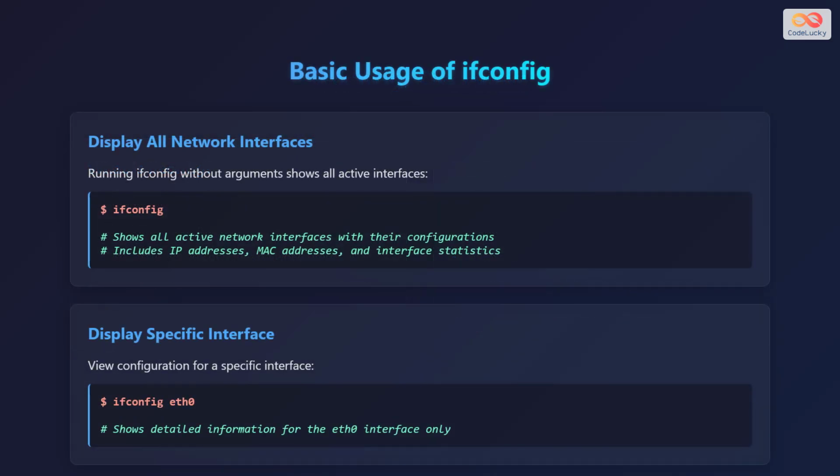Let's explore some basic usage of ifconfig. To display all network interfaces, simply run ifconfig without any arguments. This will show all active network interfaces along with their configurations, including IP addresses, MAC addresses, and interface statistics. To display information for a specific interface, type ifconfig followed by the interface name, such as eth0. This will show detailed information for the eth0 interface only.